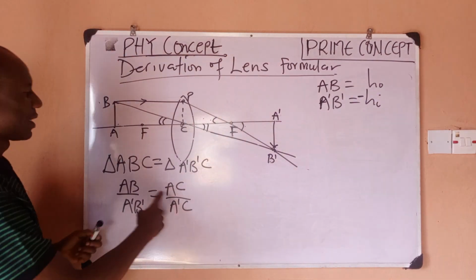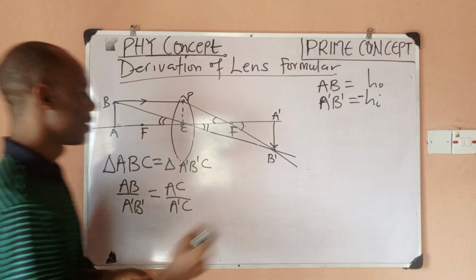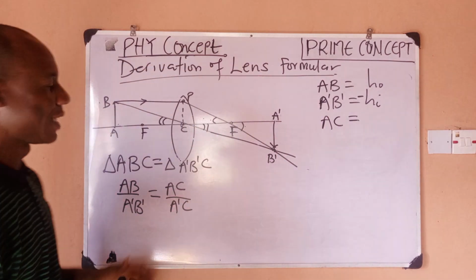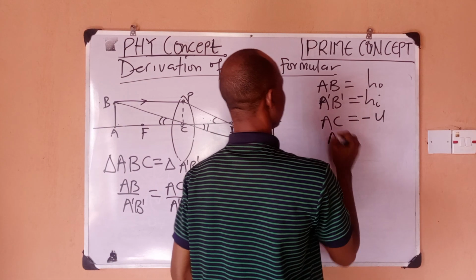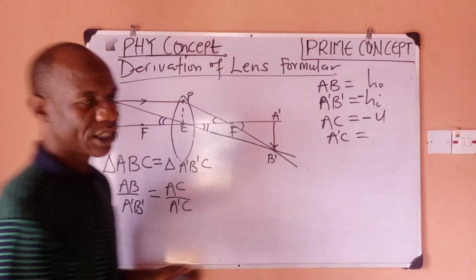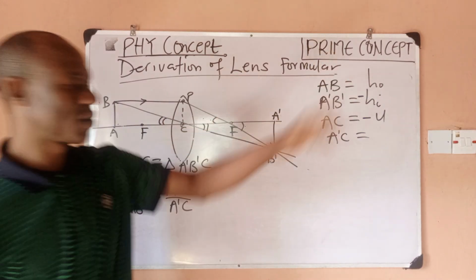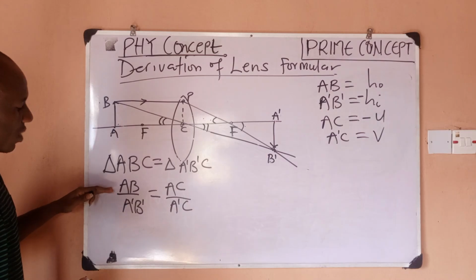Now what is AC? AC is our object distance, which is on which side? On the negative side. So AC is going to be negative u. So what else? A prime C is our image distance. A prime C is the image distance v, which is on the positive side. So it's going to be v. So I'm going to substitute these parameters here.